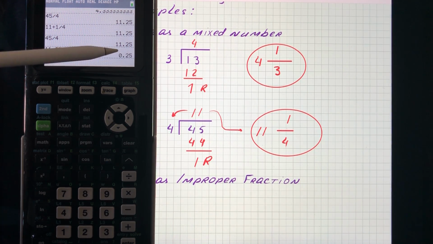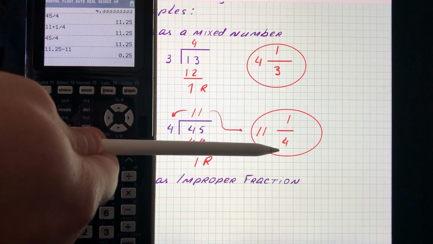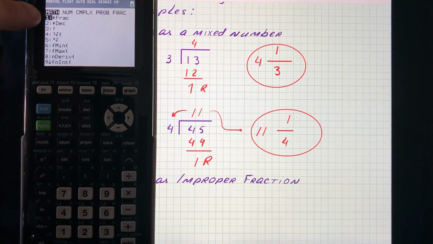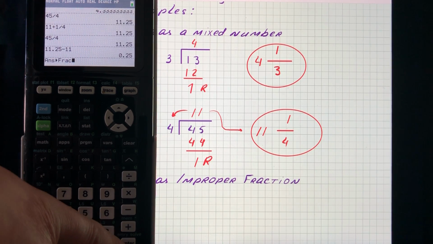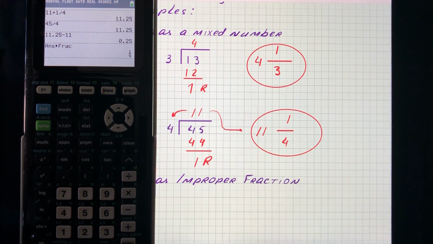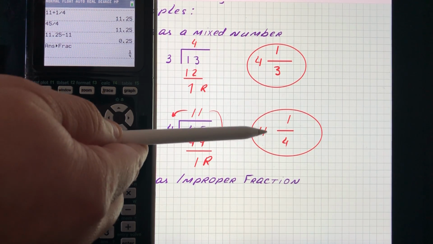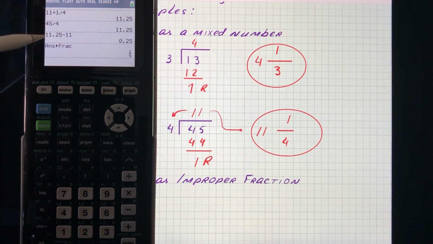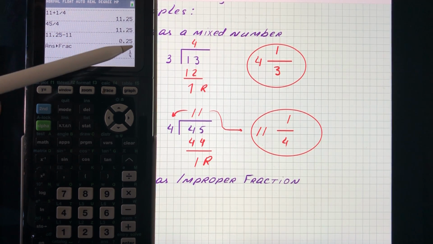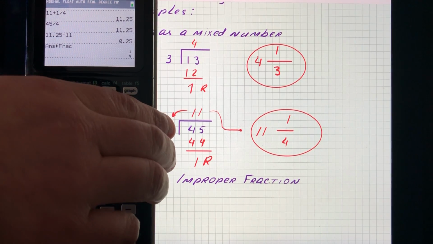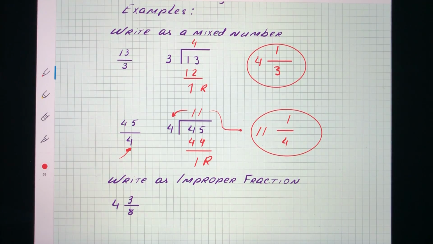And now we simply need to change the 0.25 into the fraction. So to do this, we go to the math, and the first choice is into fraction. So hit enter, enter again. And now the calculator says exactly what our answer shows, that 11 is a whole part, and then 1/4, 11 and 1/4. So this is another way to confirm the answer with the calculator.